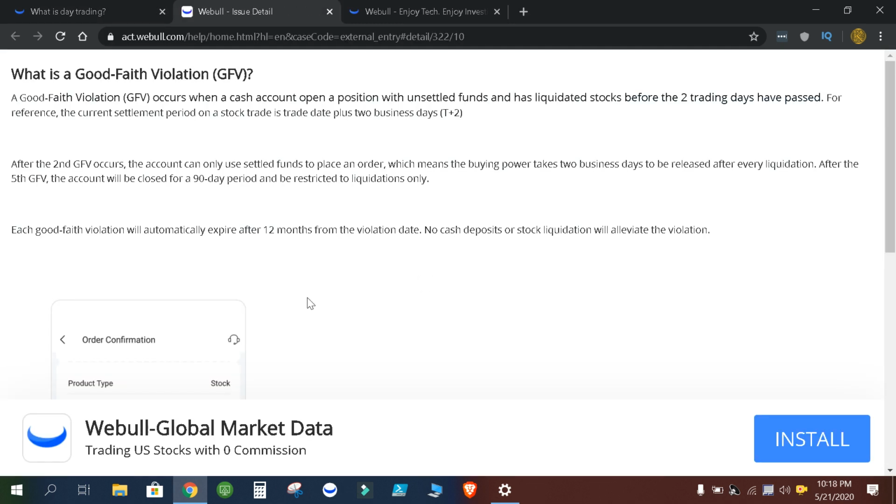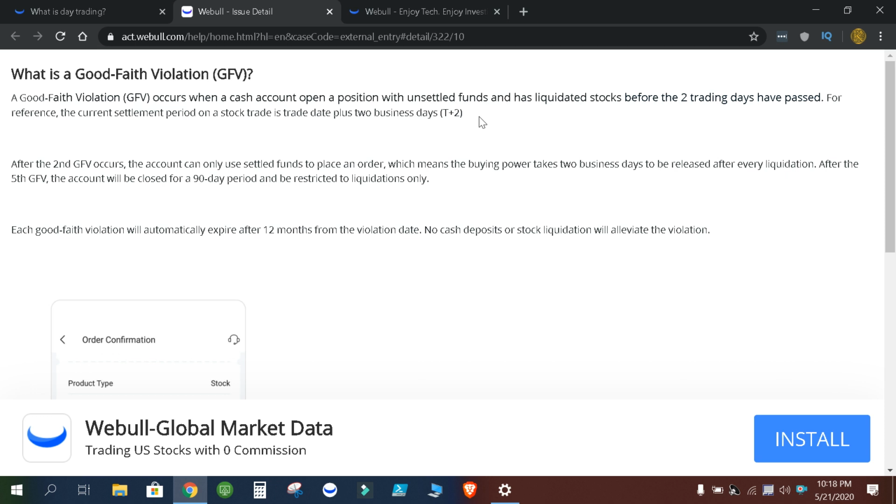So let's touch on the GFV. That's a tongue twister. Good faith violation. Okay, so that's when a cash account opens a position with unsettled funds and has liquidated the stocks before the 2 trading days have passed.